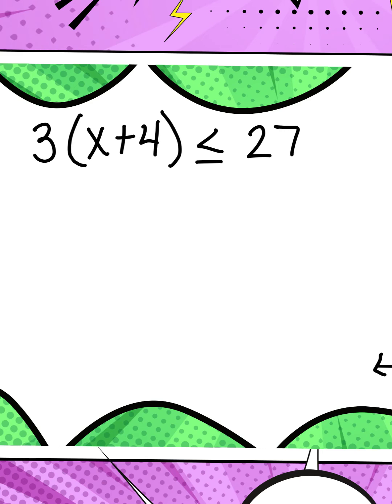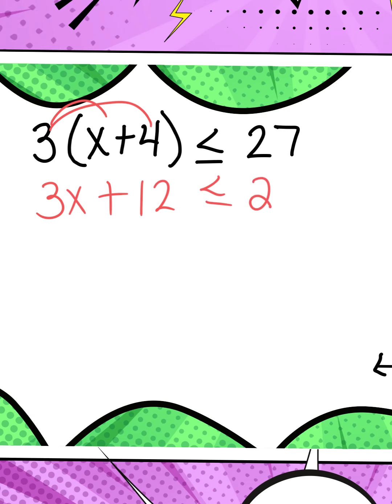On this one, you'll see that there's distributive property you have to do first. So you're going to distribute. You're going to say 3 times x is 3x. 3 times positive 4 is positive 12. And then once again, you're left with the two-step inequality. So I'm going to get rid of the adding 12 by subtracting on both sides.